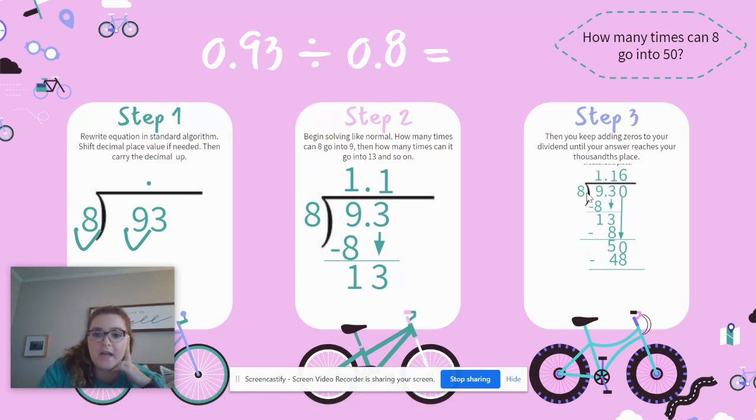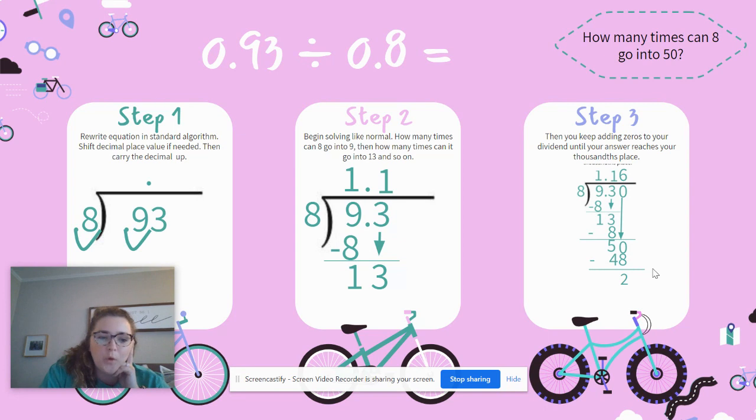Okay, so 8 went into 50 6 times to give me 48. And now I'm going to subtract again. All right, I'm left with 2, okay? Again, it wouldn't make any sense for me to write something as 1.16 and 2 eighths. That doesn't make any sense. So I have to keep solving.